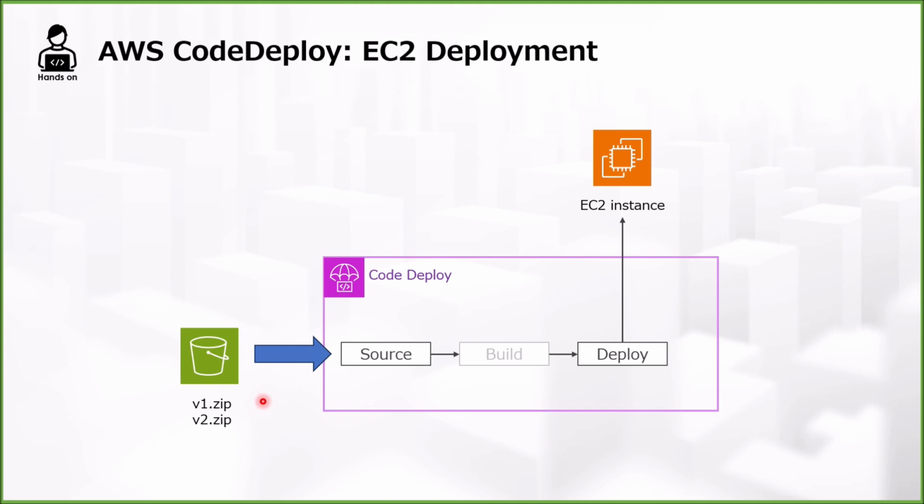and upload both zip versions to the S3 bucket, and create the CodeDeploy application and the deployment group, tagging the EC2 instance as a target, and manually create a deployment for version 1 to verify the website, and the second deployment for version 2 to perform the in-place update of the website.